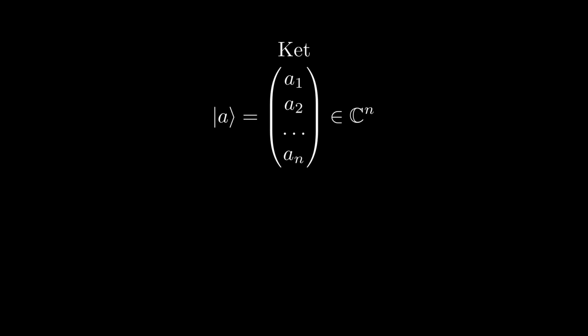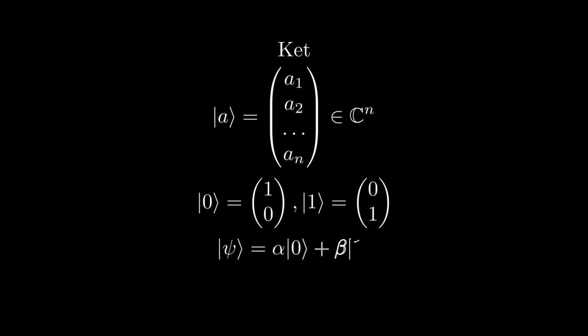In Bra-Ket notation, we have three fundamental objects: kets, bras, and operators. A ket is denoted as follows and simply refers to a column vector. For our purposes, we denote the states 0 and 1 as being equivalent to the following column vectors. Using the standard basis, we can define any general vector in C2 as a linear combination of these kets.